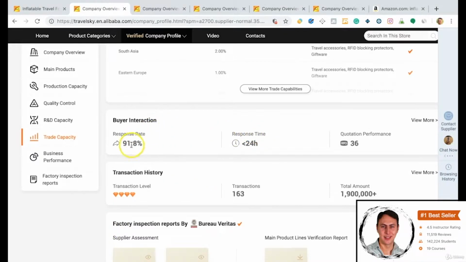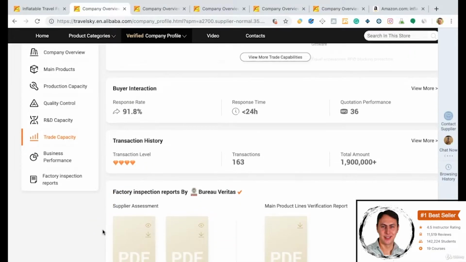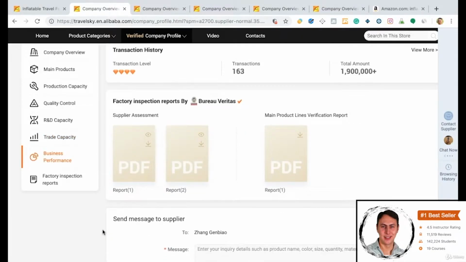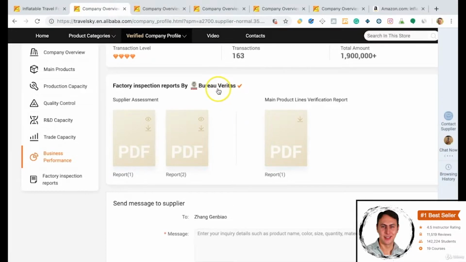It must be at least 90% and over. They are already responding in 24 hours. These mean that this manufacturer is a good one. There are some reports which are published by Bureau Veritas. You can read the evaluations about your manufacturer, and here Bureau Veritas is an inspection company.